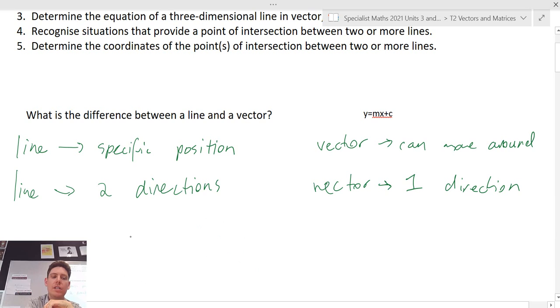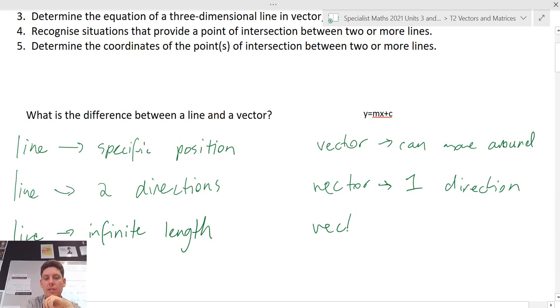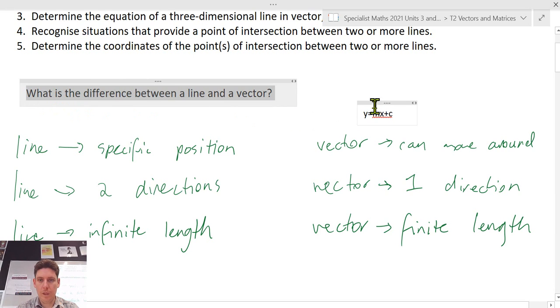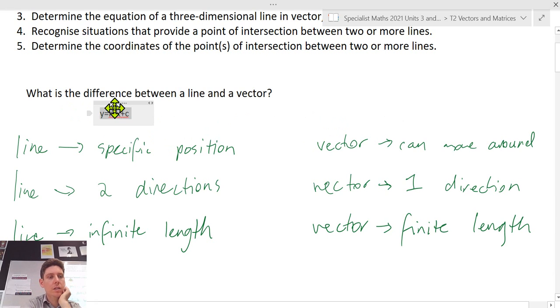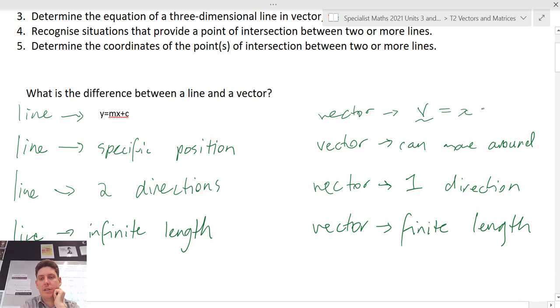A line is infinite in length. You know what? This could go in a table. And a vector has, how can I say that, the opposite: finite length. So this is the equation of a line. Vector equations are usually something like v = xi + yj.